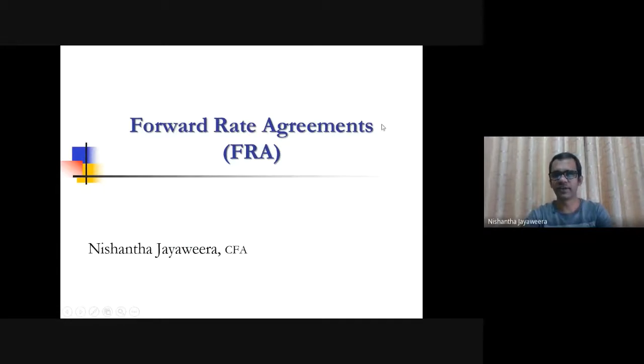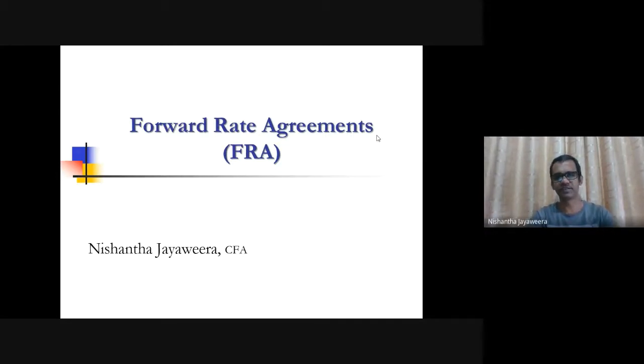Forward rate agreements. This is again a type of forward contract, as the name implies, forward. So it's a forward contract. When we say forward rate agreements, the underlying here is interest rates. So don't get confused with the forward exchange rate and forward rate.